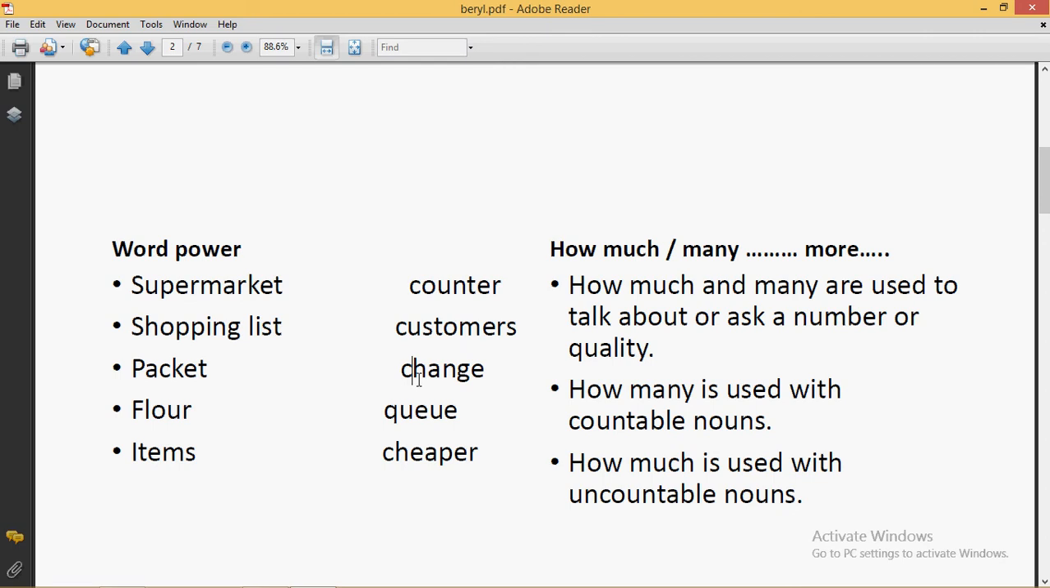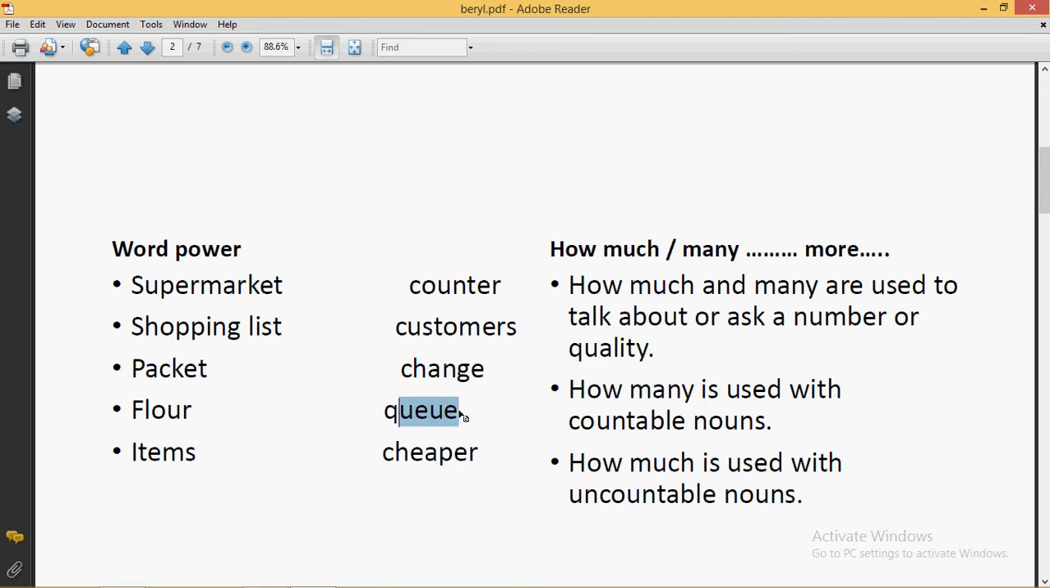Change. What is the change? When you go to the supermarket or the shop, you want to buy something, and maybe you have 5,000 and whatever you wanted to buy was 3,000. So you pay that 5,000, and then the shopkeeper will give you the item you wanted, and then the shopkeeper will give you back the change. The money the shopkeeper gives you back is called change.